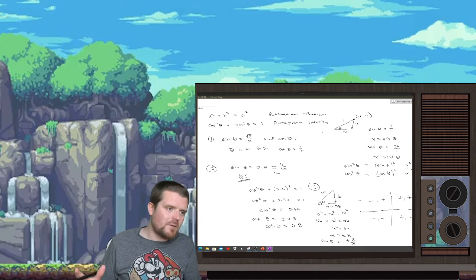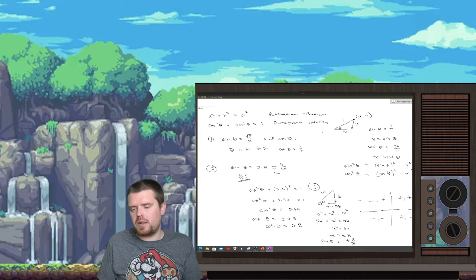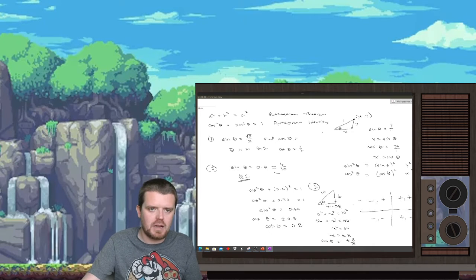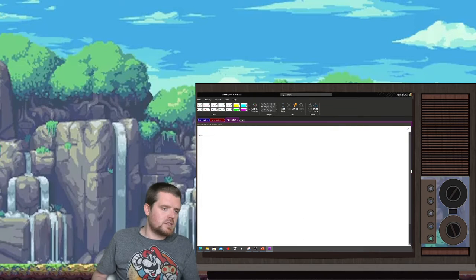So you can always fall back to your Pythagorean theorem if you need to, but the idea here is that you're using the Pythagorean identity. That's the goal. Okay. Let's do another example.